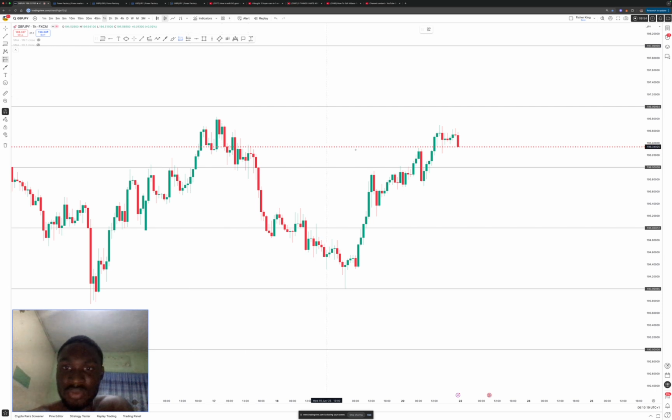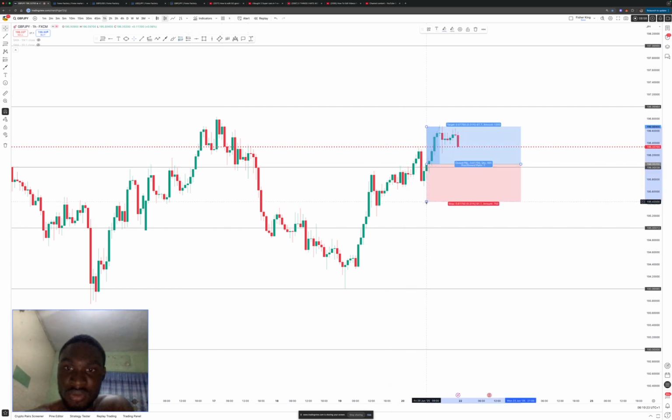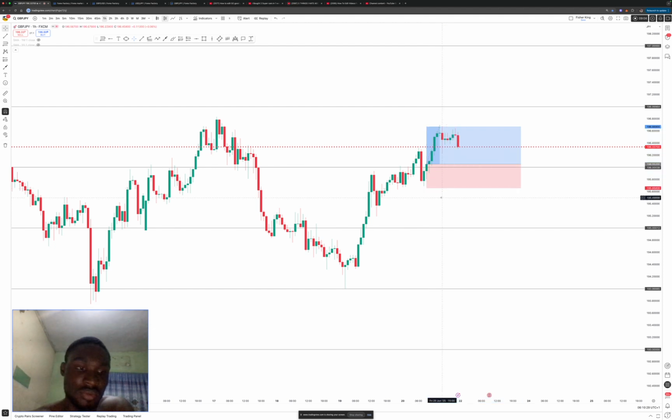This was the trade I took. As price broke above here for London session, I just took it. But I didn't wait for it. I think I must have gotten out somewhere thereabout.